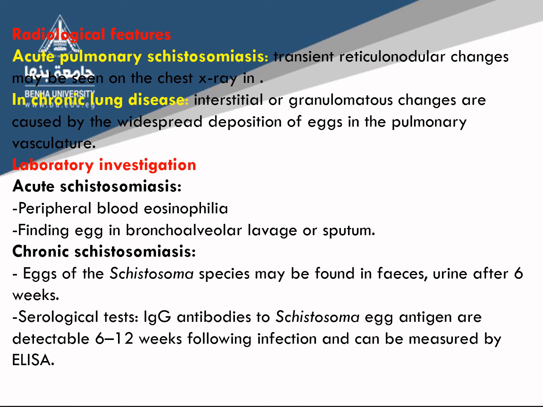Laboratory investigation: acute schistosomiasis shows peripheral blood eosinophilia, and eggs may be found in the bronchoalveolar lavage or sputum. In chronic schistosomiasis, eggs of Schistosoma species may be found in feces or urine after 6 weeks. Serological tests show IgG antibodies to Schistosoma antigen are detectable 6 to 12 weeks following infection and can be measured by ELISA.